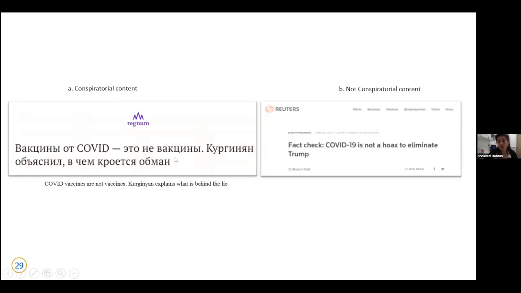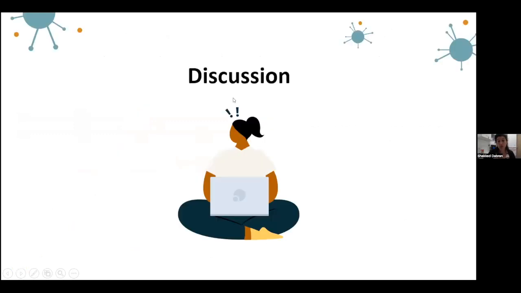Here is an example of conspiratorial content. The translation means: COVID vaccine or not vaccine. Vigyan explains what is behind the lie. Compared to a fact checker site: fact check, COVID-19 is not a hoax to eliminate Trump.